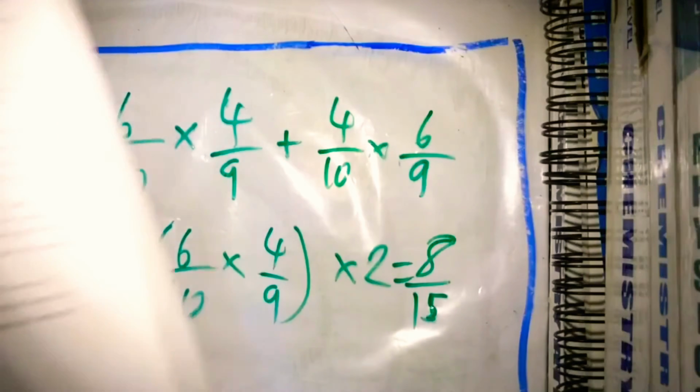The last part is at least 1 travels to school by bus. So this means that either 2 travel to school by bus or 1 travels to school by bus. So the probability we found in the first part of both traveling to school by bus was 1 upon 3. And in the second part, we found the probability of 1 traveling to school by bus and 1 by car, that was 8 upon 15.